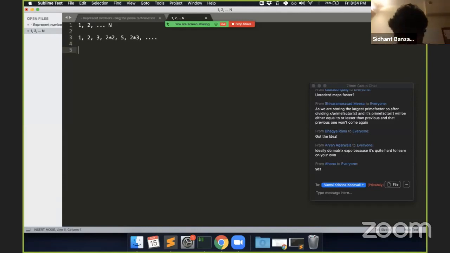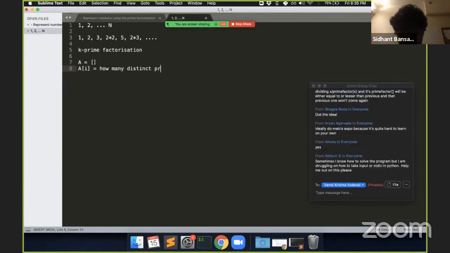Now we can even store their k factorization. Basically, we already wrote the code for how to get the prime factorization of each number. So I'm going to define an A array such that A[i] is how many distinct prime factors i has. So how will the A array look?